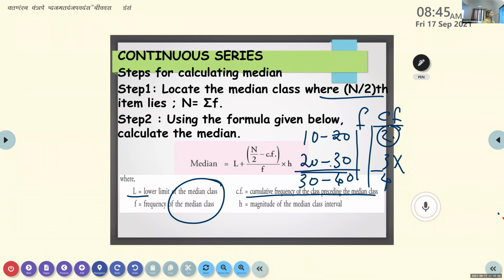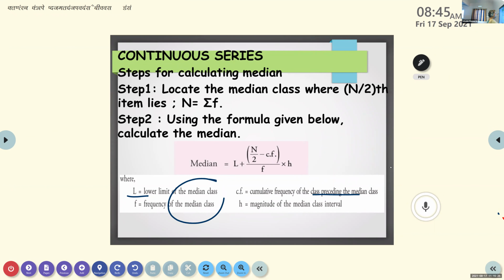Everywhere there is a chance that we make a mistake in this particular area. The cumulative frequency you have to take, that CF, is the cumulative frequency of the class preceding the median class. So this is the median class. This number you should not take, the preceding one you should take. I feel all of you got it.